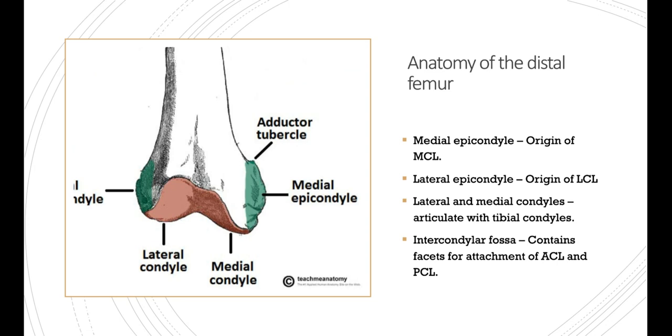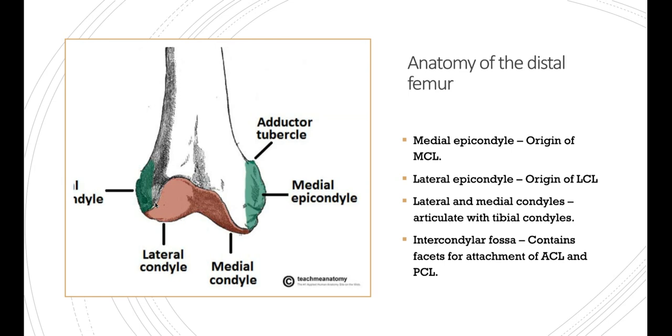On the distal end of the femur, there are two epicondyles called the medial and lateral epicondyles. This is the medial side, and this is the lateral epicondyle. On the lateral epicondyle originates the LCL, or lateral collateral ligament, and that stabilizes the knee joint and prevents excessive lateral movements of the knee. And on the medial side is the medial epicondyle, where the MCL, or medial collateral ligament, originates, and that prevents excessive medial rotation of the knee.